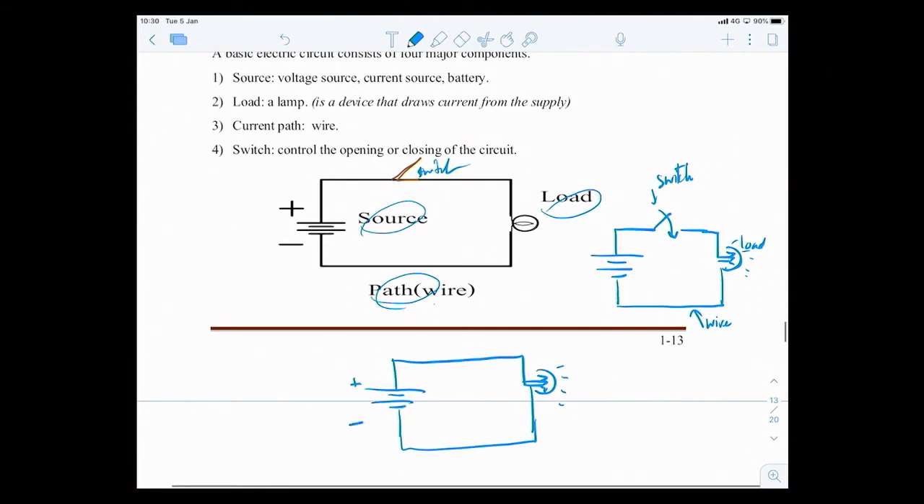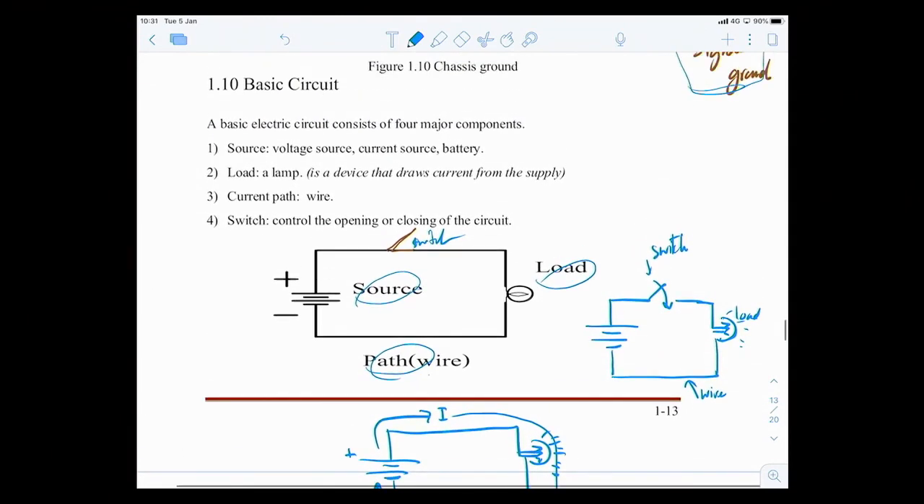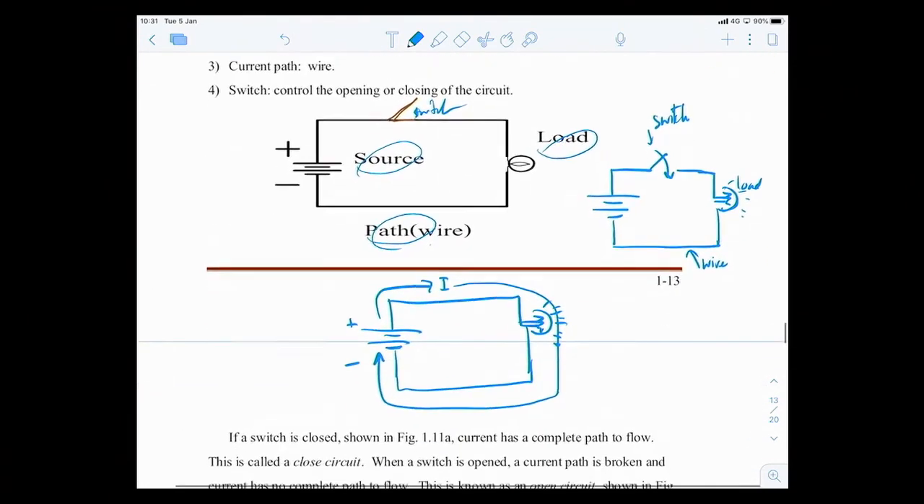Long line for positive, short line for negative. Current can flow. Current needs a complete path to flow through. Then of course the light would shine, turn on and shine when the current passes through the lamp. So this is a simple basic circuit and its components.